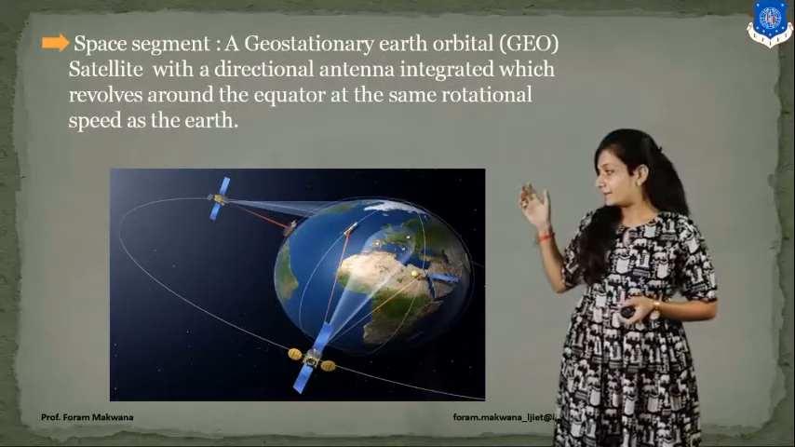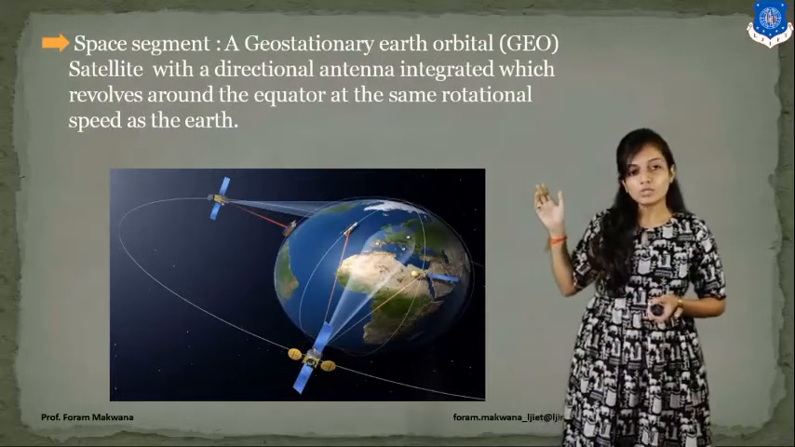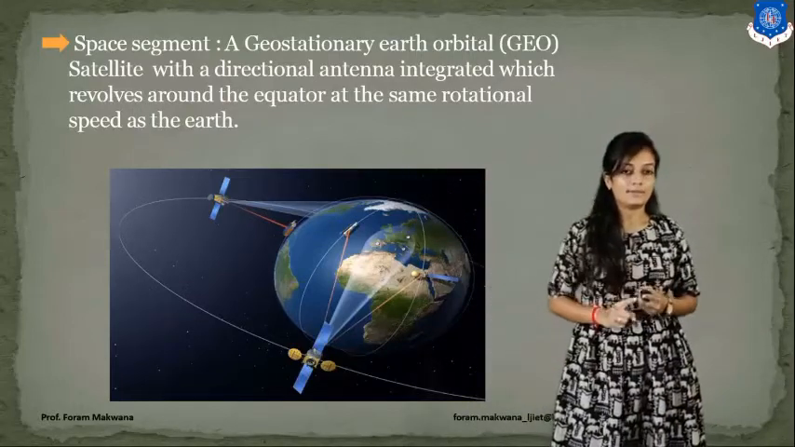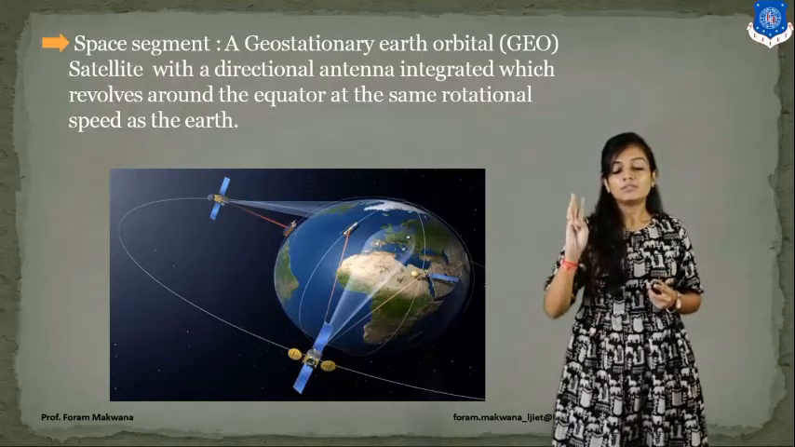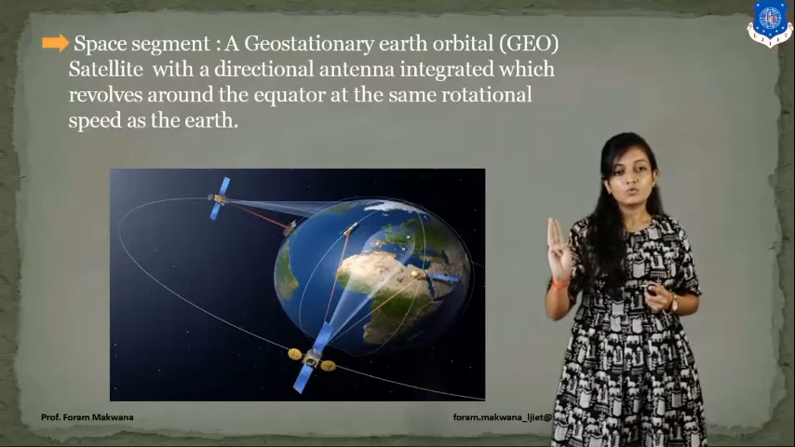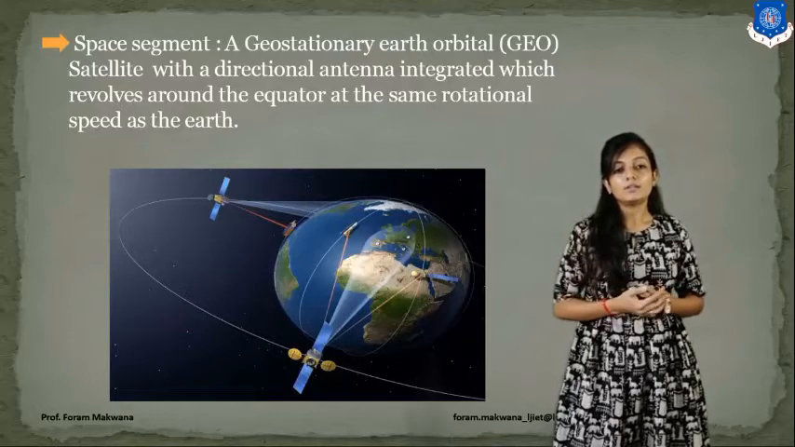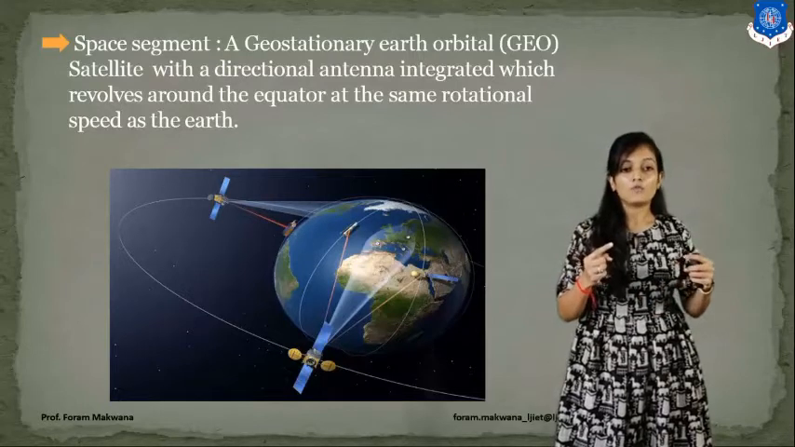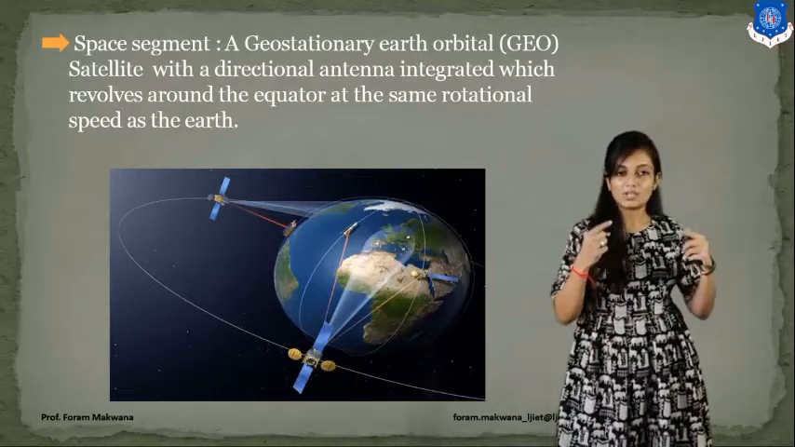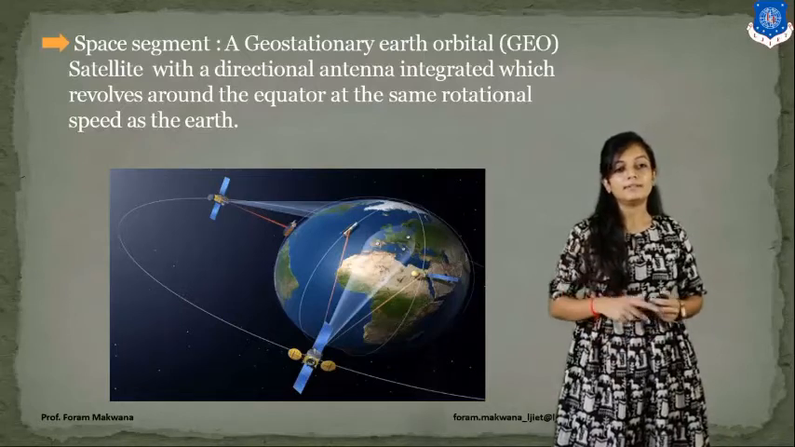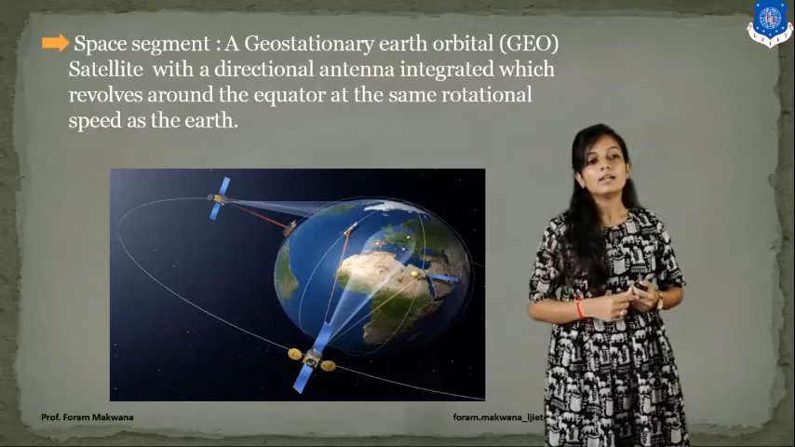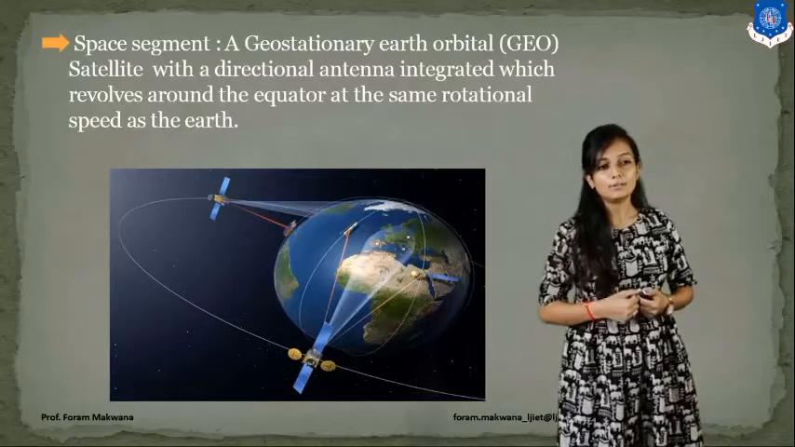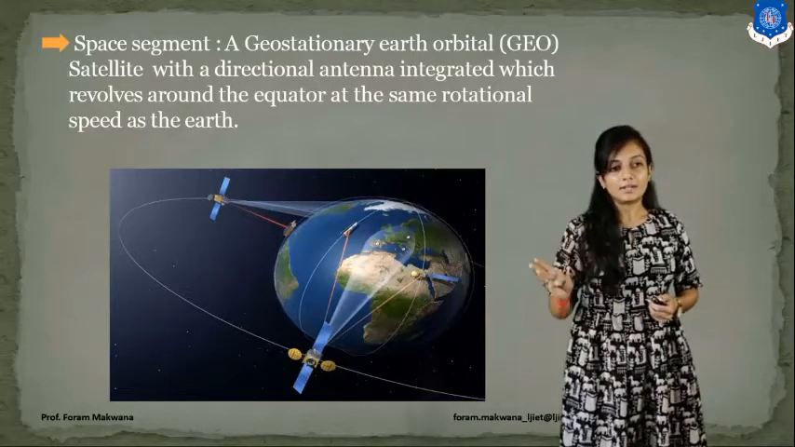Next is the space segment, which basically includes a geosatellite, that is a geostationary Earth orbit. We know that there are a total of 3 conditions to fulfill for a satellite to be geostationary. The first condition is the rotational speed of the satellite must be the same as the rotational speed of Earth. Second, its inclination angle must be 0. And the third is the orbit must be circular. These 3 are the conditions.